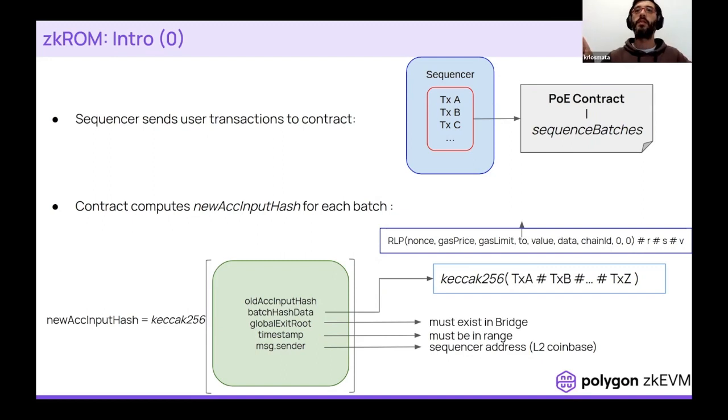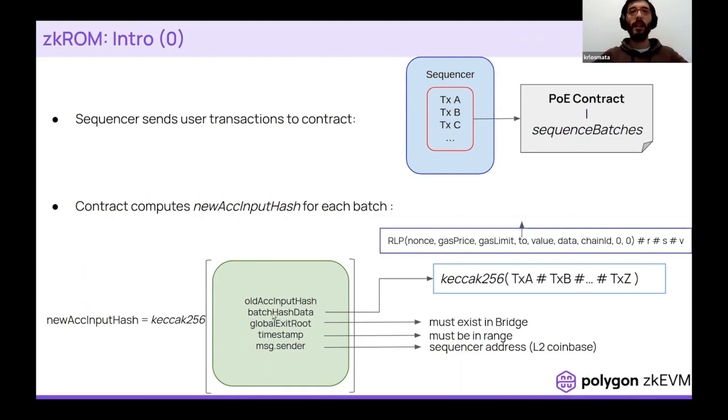R, S, and B are not inside the LLP, but outside. This is basically for convenience, in order not to pass them later on inside the ROM. So we call this data, the transaction data, we hash it with a keccak, and we call it batch hash data.